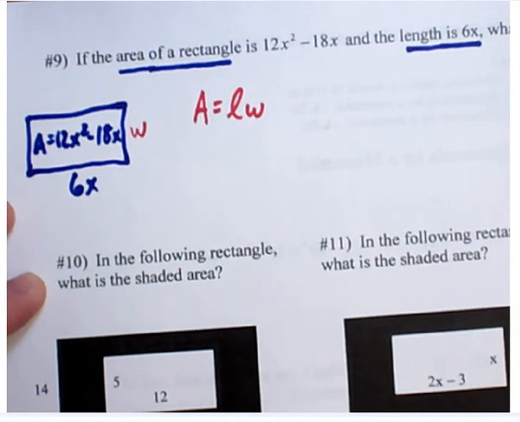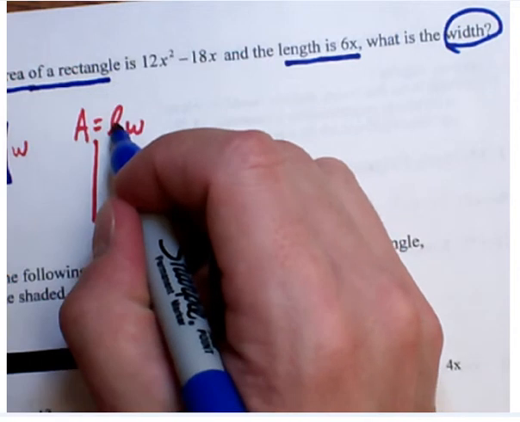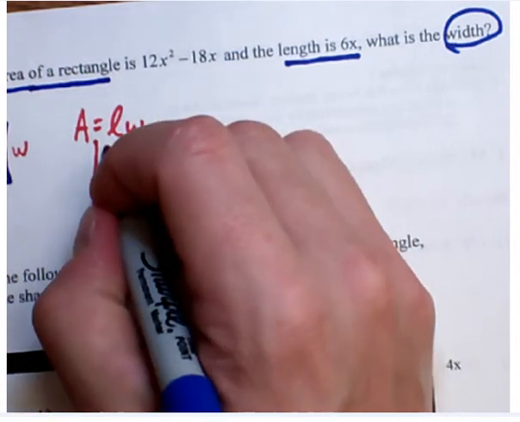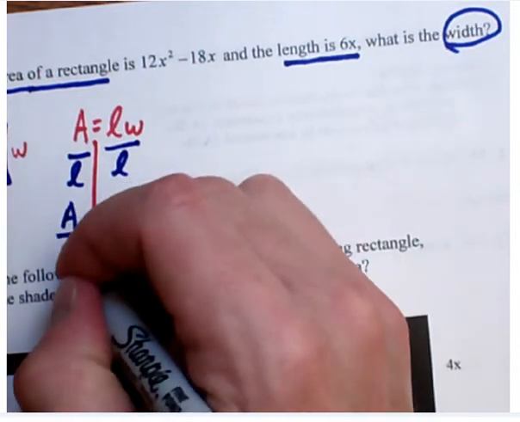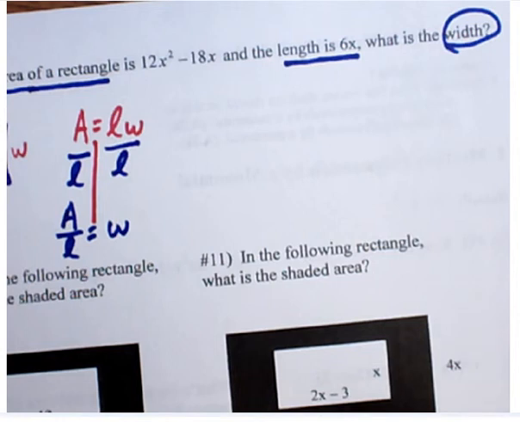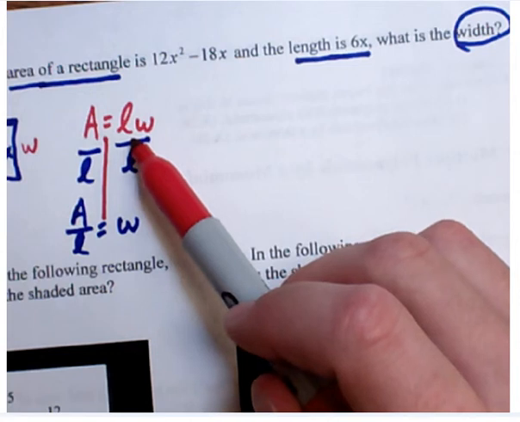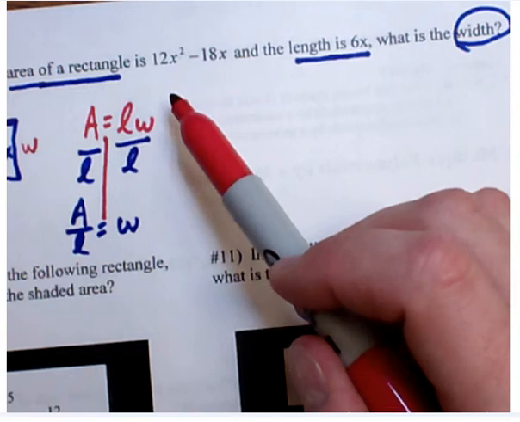They're asking for width. They say, what is the width? Let's take this equation and solve it for w. This is called a literal equation. It's a formula. To solve for w, you'd have to move the L. This is L times W. Well, how do you undo multiplication? We divide. We're going to divide by L. So we get A, area divided by length equals width. We're doing this because it's easier to manipulate these variables here than to start manipulating 12x squared minus 18x and moving those things around. It's easier to move this.